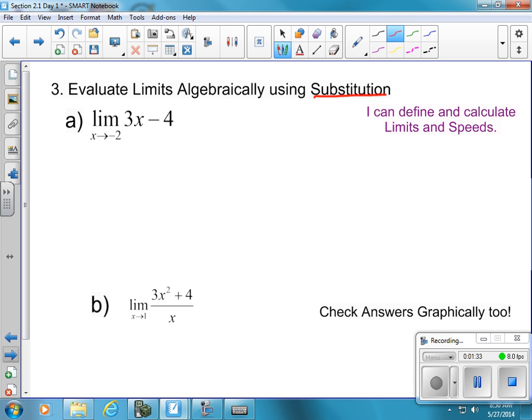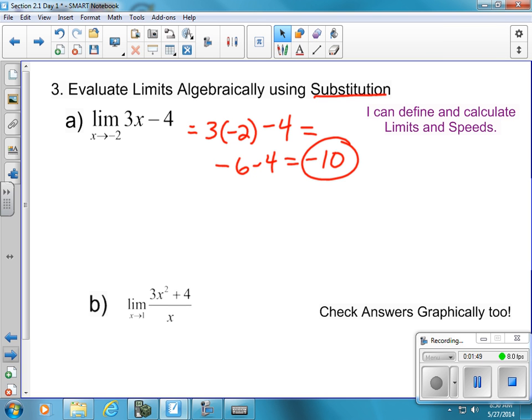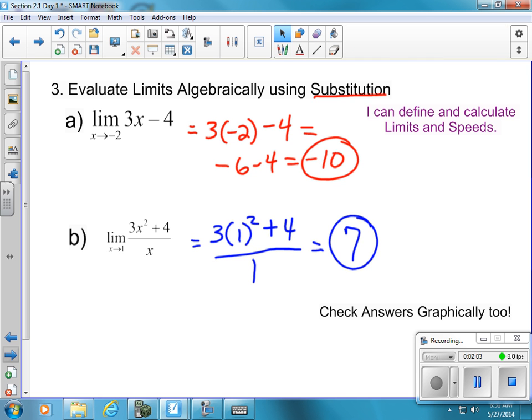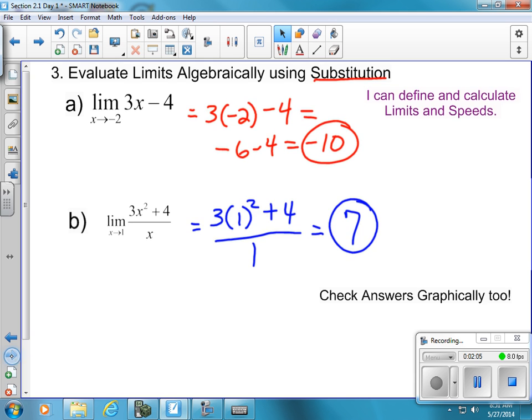The first thing you do when looking at a limit is plug in the number and see what happens. 3 times negative 2 minus 4. Well, that's negative 6 minus 4, that equals negative 10. That limit is equal to negative 10. It was easy to find. All right, the second one, if we plug in a 1, we have 3 times 1 squared plus 4 over 1. That's 7 over 1, or just 7. All right, that's substitution. If you plug it in and it works, you're good to go.